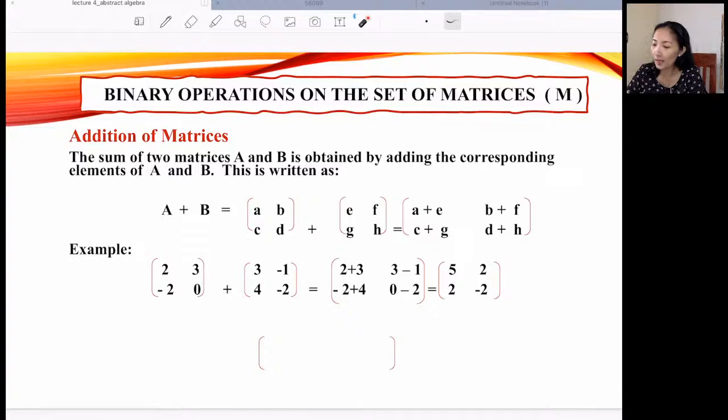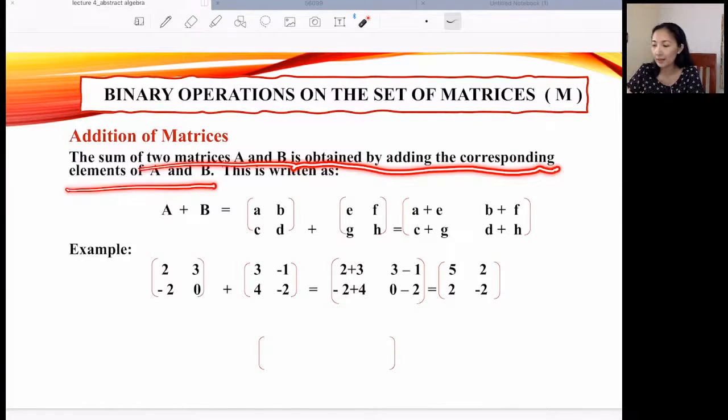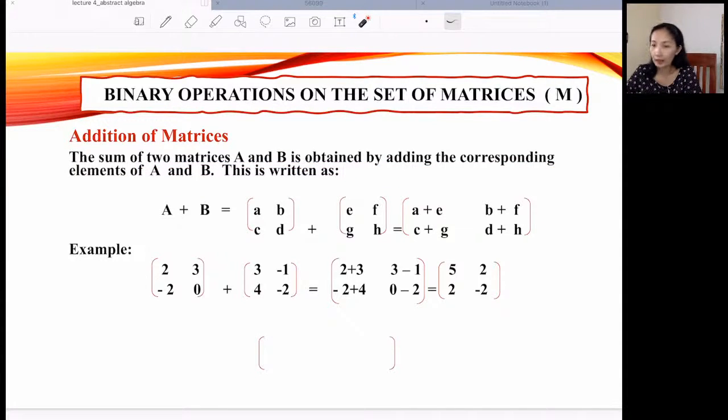The sum of two matrices A and B is obtained by adding the corresponding elements of A and B. For instance, let this be A plus B. By definition of addition of 2 by 2 matrices, we correspondingly add A and E, giving A plus E here, and then B plus F, giving B plus F here.